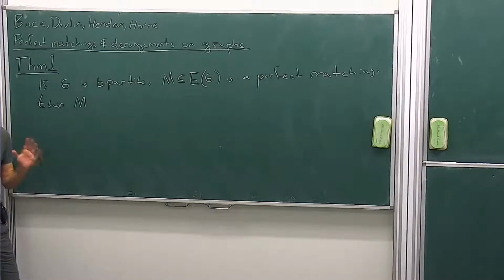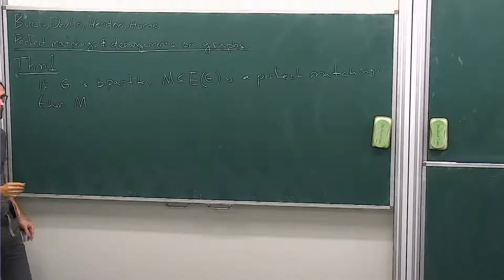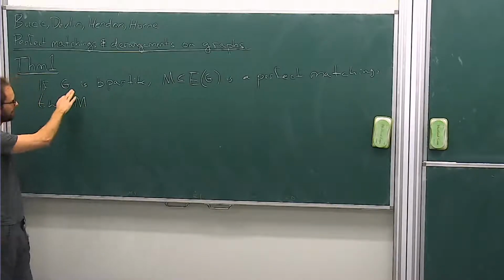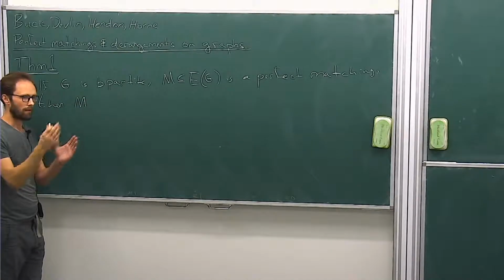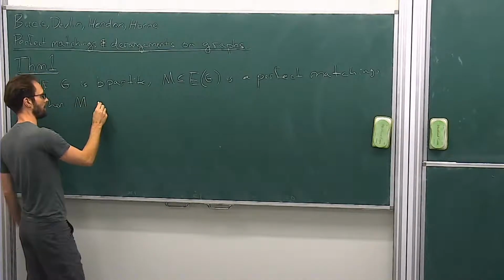So we say two perfect matchings intersect if they share an edge. And for any bipartite graph and any perfect matching in that bipartite graph, it intersects at least half of the perfect matchings.